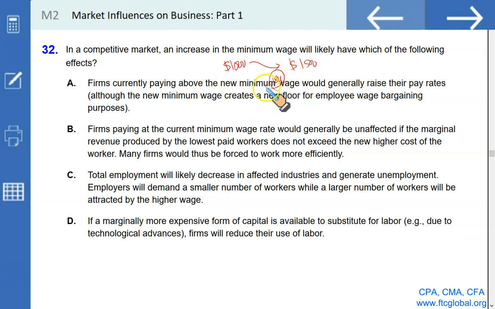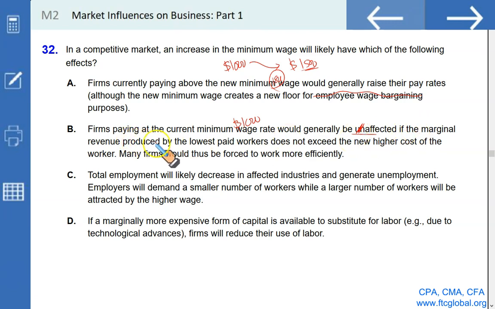Why would they? They are already paying more than the minimum wage. Although the new minimum wage creates a new floor for the employees' wage bargaining, they won't. They are already paying more than the current minimum. They won't. B. Firms paying at the current minimum wage rate, $1,000, would generally be unaffected if the marginal revenue product of the lowest paid workers does not exceed the new higher cost of the workers. The firm that is currently paying $1,000 will have to raise the wage to $1,500. So it will be affected, not unaffected. And the second part is also incorrect.